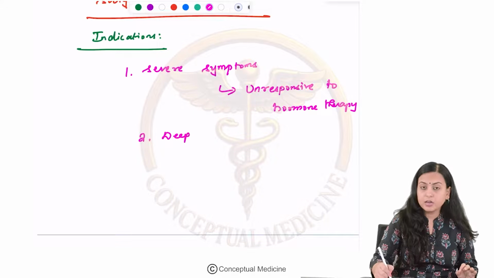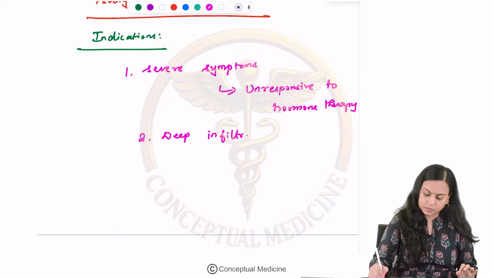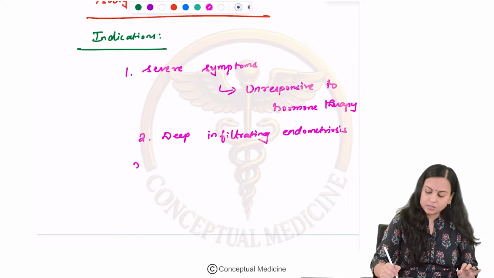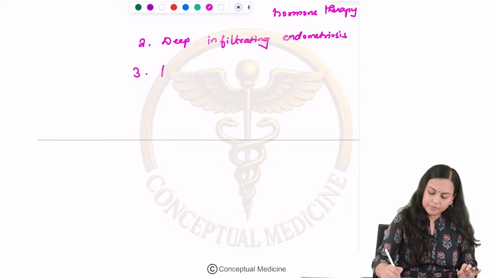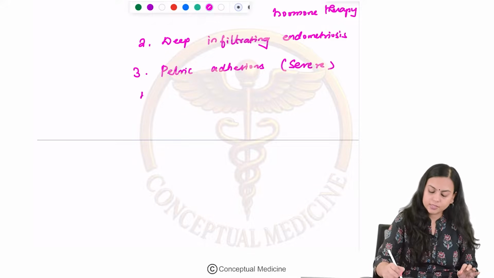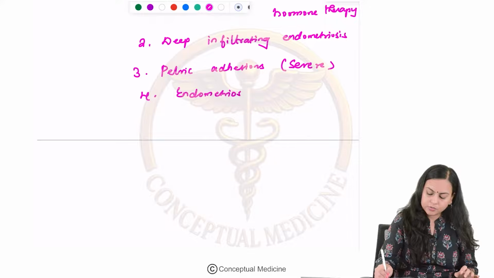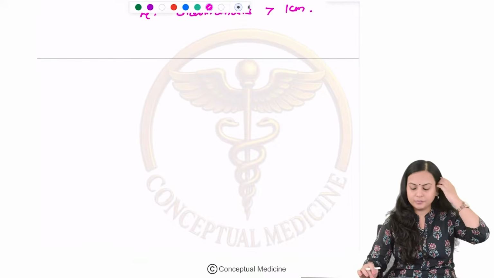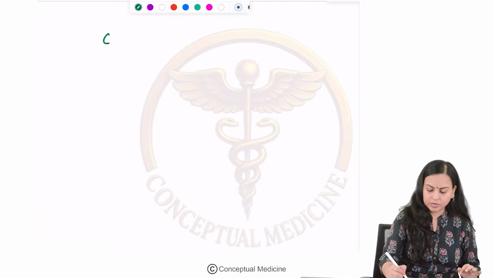There is deep infiltrating endometriosis. There are pelvic adhesions when there is severe endometriosis, and finally when the endometriosis is more than 1 centimeter. Clear? Right.